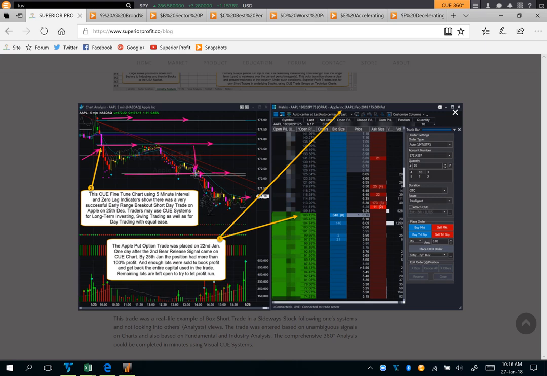By the time it hit the pivot line, we had our risk distance covered, so we could book enough profit and try to let profit run on the remaining position and have even more profit by the end of the day. So we could take both day trades as well as swing trades. Looking at the weakness of Apple and ignoring what the analysts are saying.